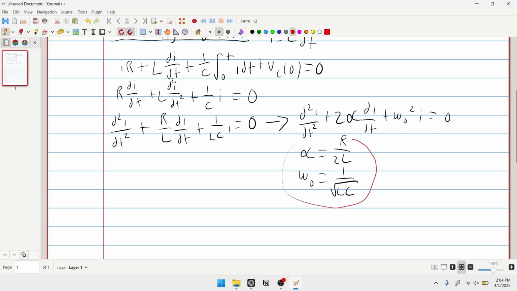And so just like the parallel case, we're going to use these to find the type of damping in the system, and that's going to show what the form of our solution will be. So let's go straight to an example.